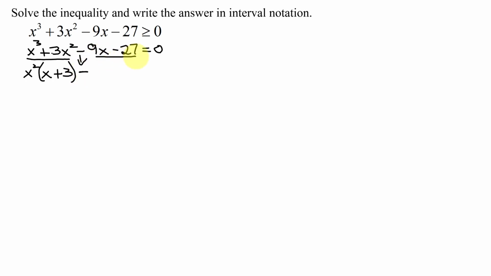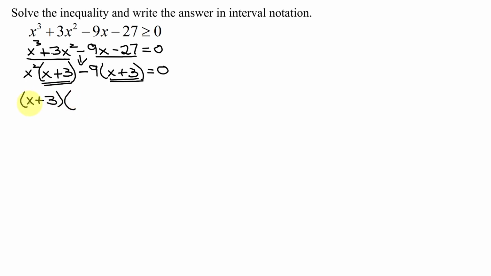What do the last 2 terms have in common? I think they have a 9, so I'm going to factor out negative 9. And when you factor negative 9 out of negative 9x, it's going to leave x. Factor a negative 9 out of a negative 27, it's going to leave plus 3 equals 0. Did factoring by grouping work? Is this binomial the same as this one? Yes. So x plus 3 is your common binomial factor.